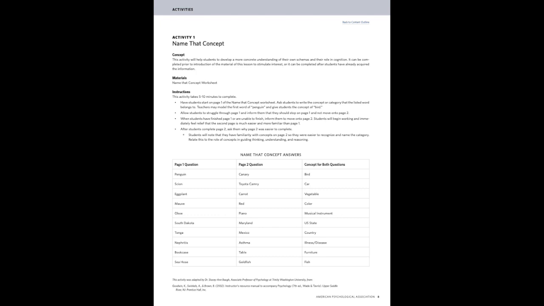And my second activity is called Name That Concept. So this can be done either at the beginning of the lesson or after talking about the different types of concepts, where students are given a list of items and they have to guess what concept they belong in. And the first set of things they get are probably things they are not as familiar with, things that might fit into multiple categories or things that they have never heard of.